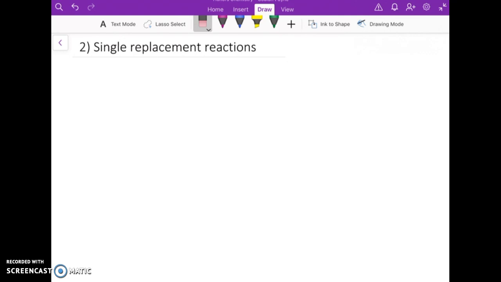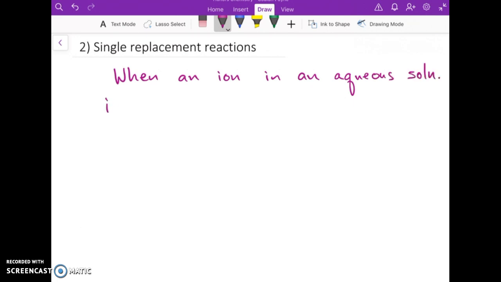So let's jump right in. Let's start with the definition. A single replacement reaction is when an ion in an aqueous solution, just abbreviate solution, is replaced by an element. And when this happens, I'll give you an example.